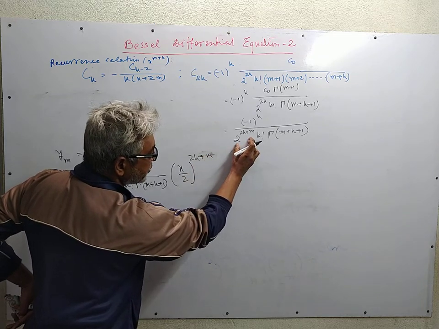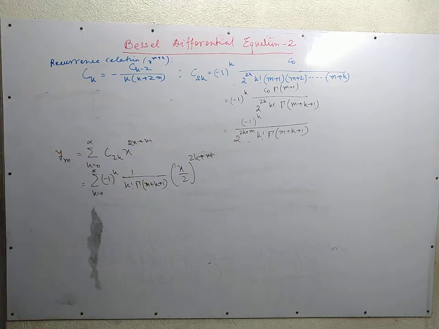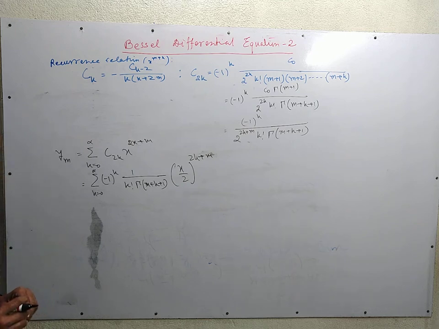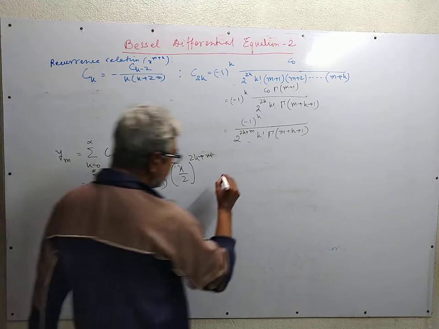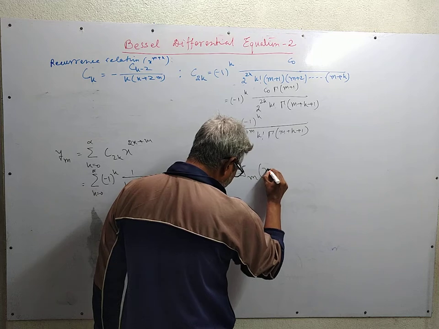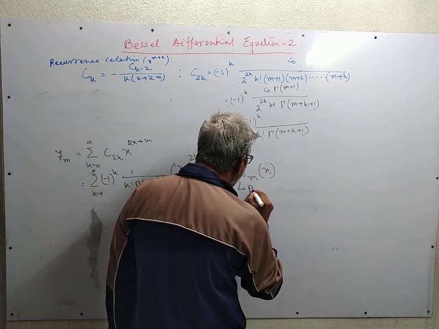Because this is 2 to the power 2k plus m and x has the same exponent. So this is the series. Now we define Bessel function of first kind as the solution of Bessel equation which can be obtained by Frobenius-Fuchs method. So this is known as Bessel function Jm of x. This is known as Bessel function of first kind.